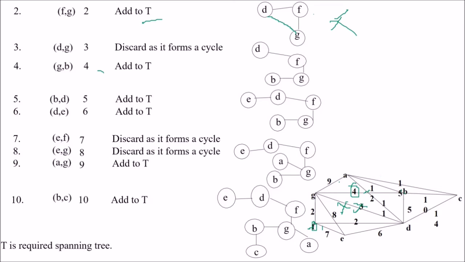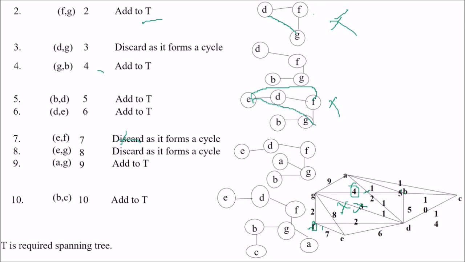Then EF, E and F. Can it be added? If I add E with F, this will create a cycle. We will not take it. We discard EF. Then we can also have EG.